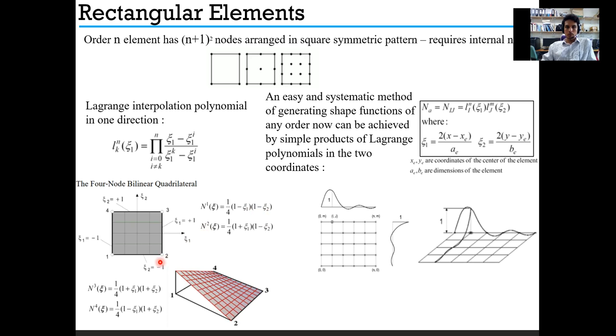What about this one? This would go 1 by 4, yep, and for x it will go 1 plus z1, and it will go to the negative 1, so 1 minus z2, yep. So for n3, how about n3? It will go 1 by 4, 1 plus z1 and 1 plus z2, yes, that it is. And for node 4, it would be 1 by 4, 1 minus z1 and 1 plus z2, yeah. So by following this, we can get the shape function equation for the 4 node bilinear quadrilateral.